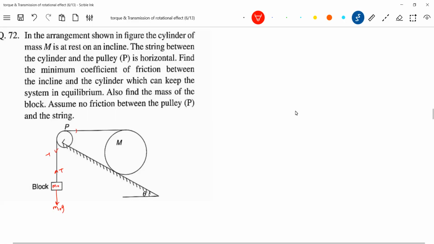The tension T will be in this direction. Then the weight: mg sine theta and mg cos theta.